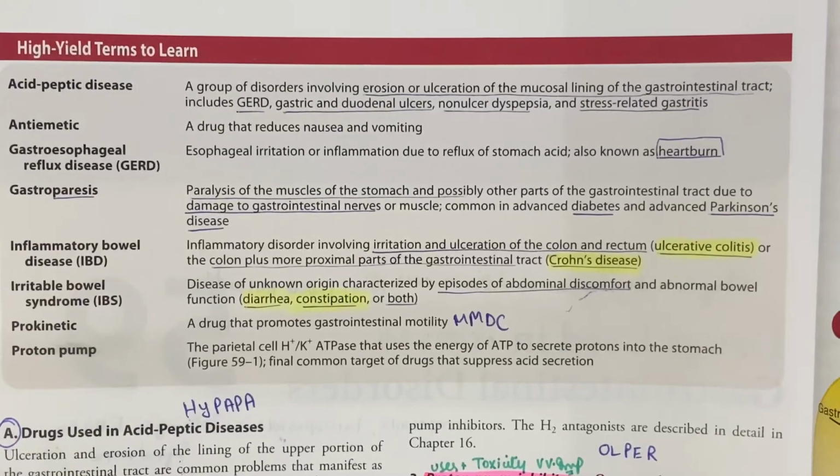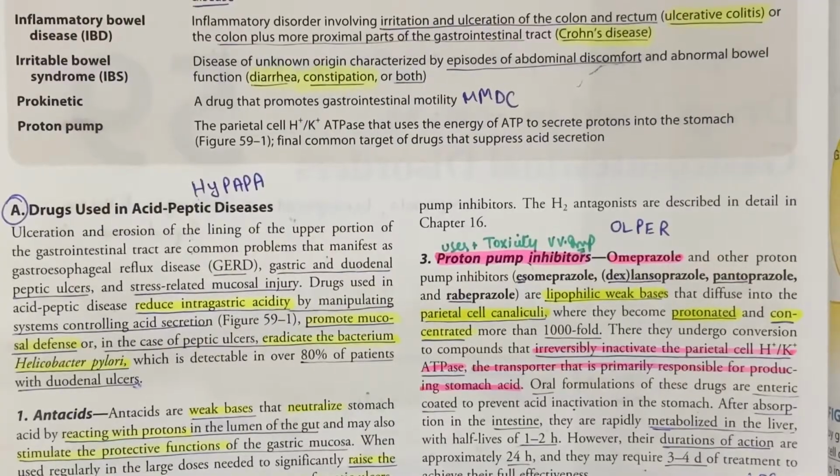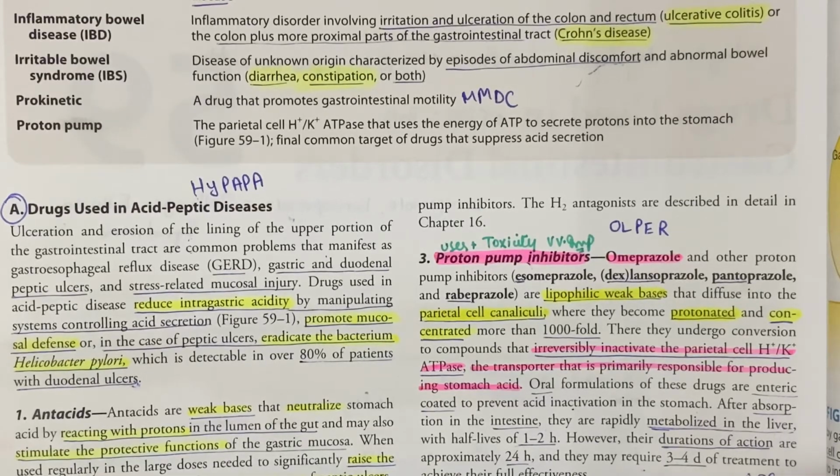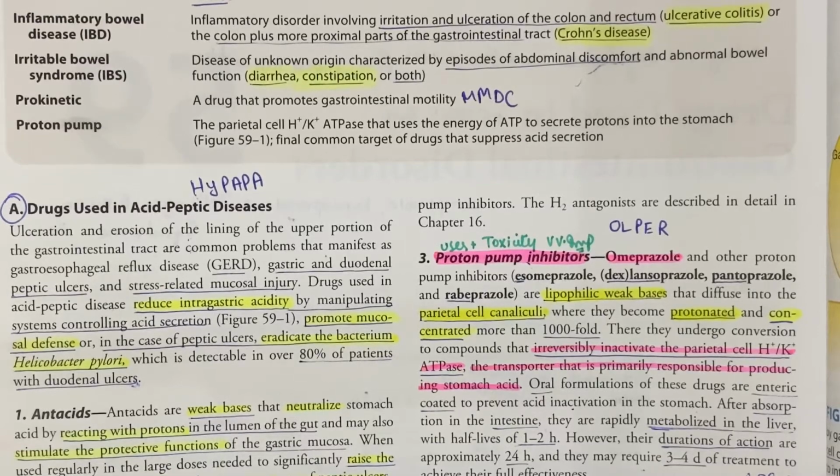First of all, we study the drugs used in acid peptic diseases. Ulceration and erosion of the lining of the upper portion of the GIT are common problems that manifest as gastroesophageal reflux disease, gastric and duodenal peptic ulcers, and stress-related mucosal injury.